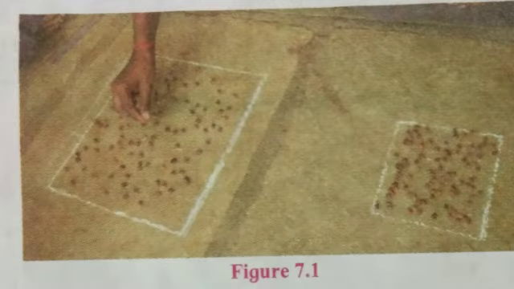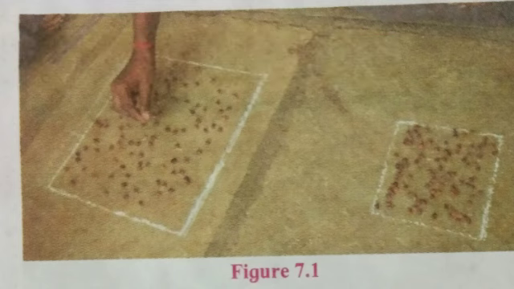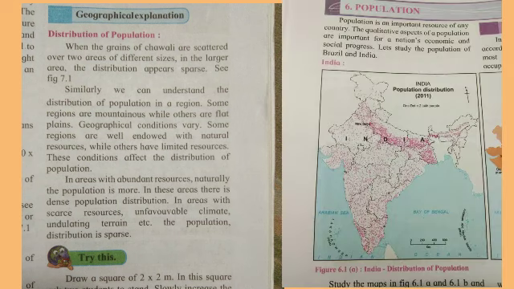Geographical explanation. Distribution of population. When the grains of chawli are scattered over two areas of different sizes, in the larger area, the distribution appears sparse. See figure 7.1. Similarly, we can understand the distribution of population in a region. Some regions are mountainous while others are flat plains. Geographical conditions vary. Some regions are well endowed with natural resources while others have limited resources. These conditions affect the distribution of population.